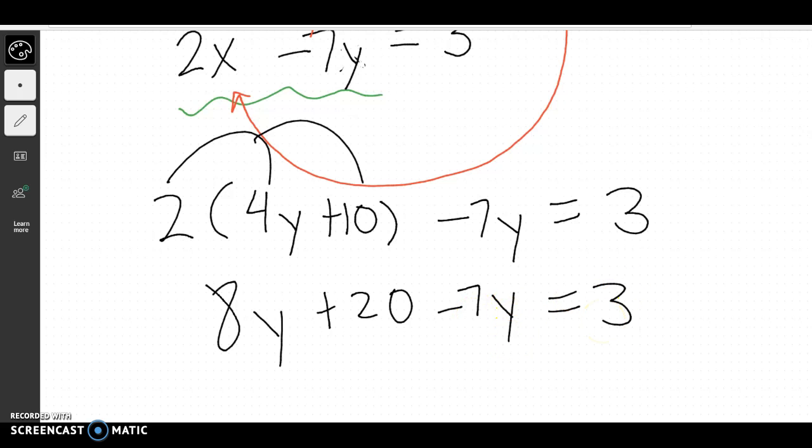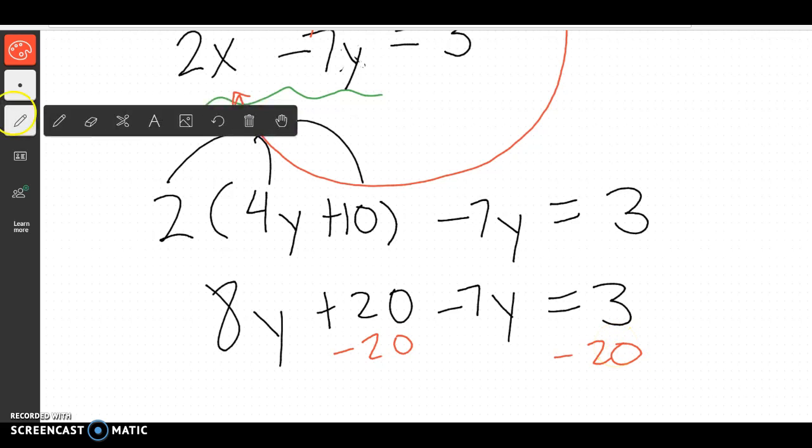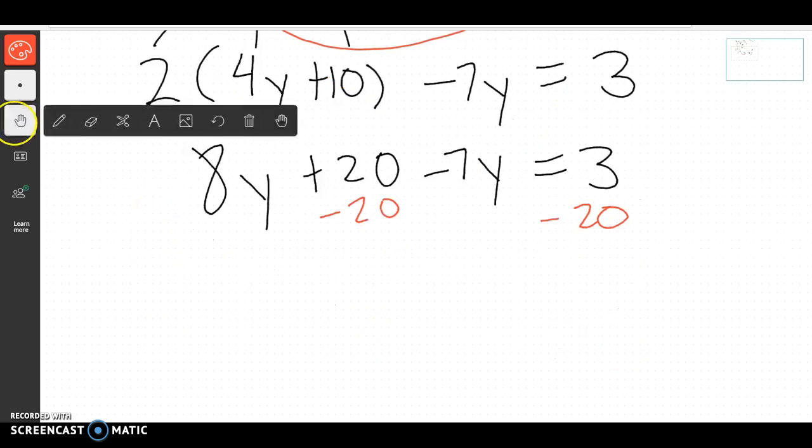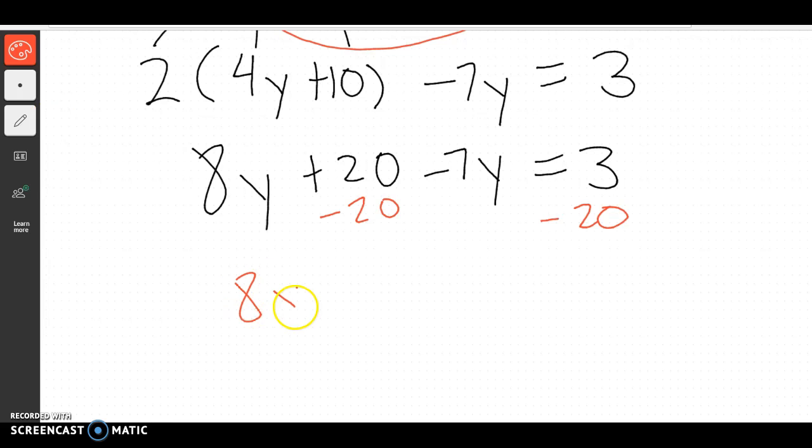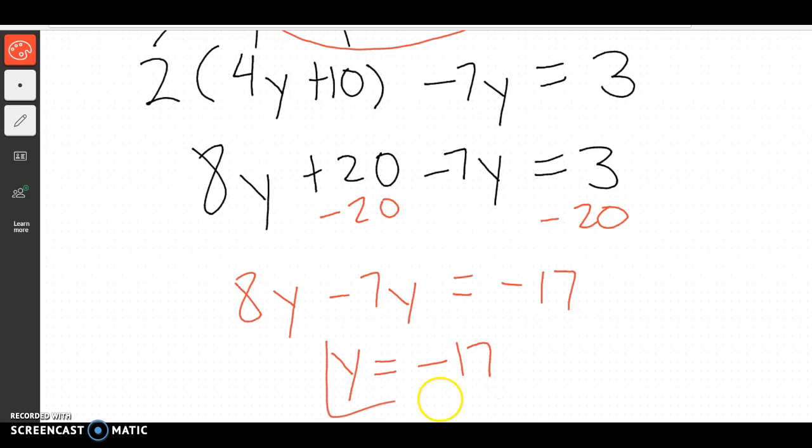Before I finish solving this, let's see if you can figure out what the final answer should be. Well, if I keep going, I should subtract 20. Which would give me 8y minus 7y equals negative 17. I'll add these together and get y equals negative 17.